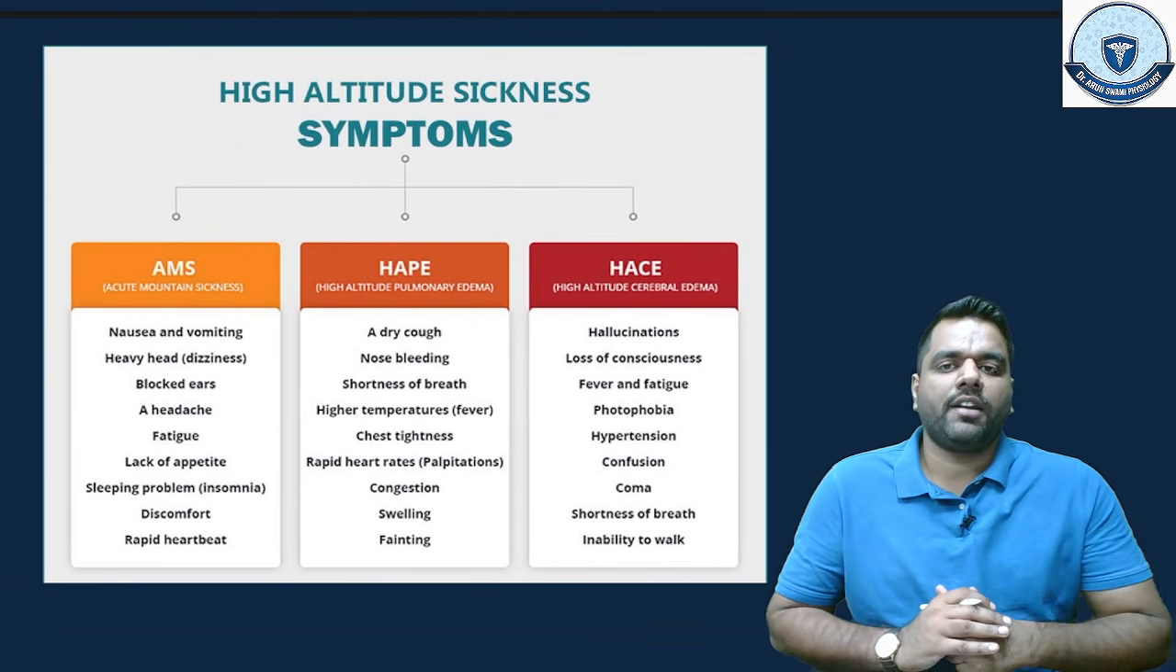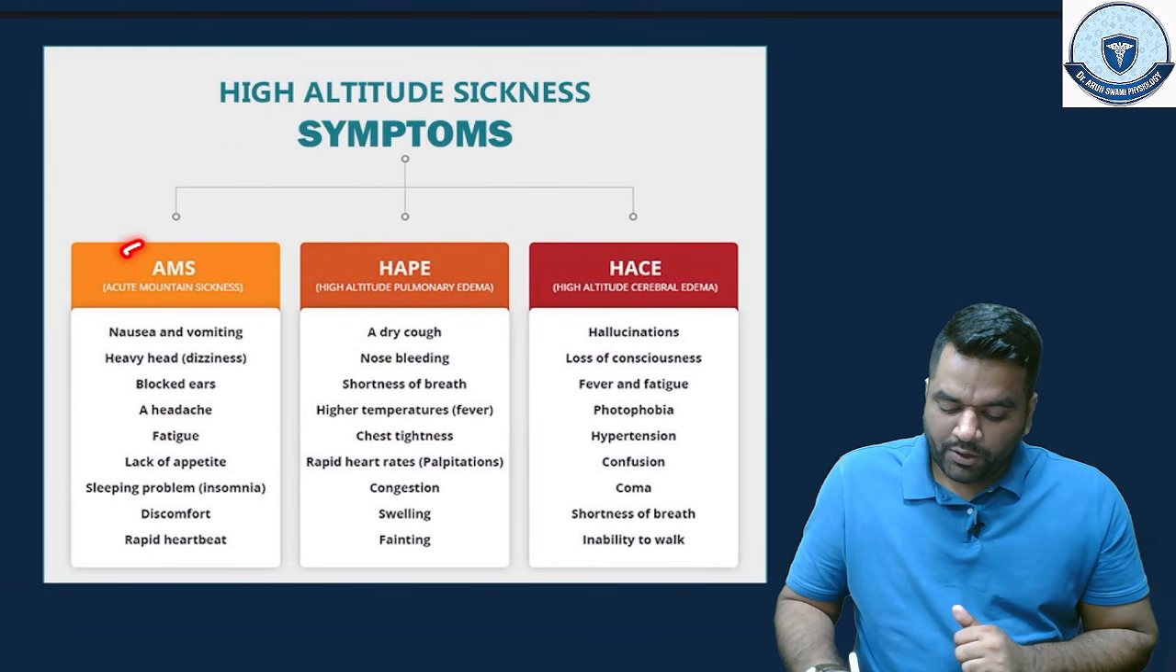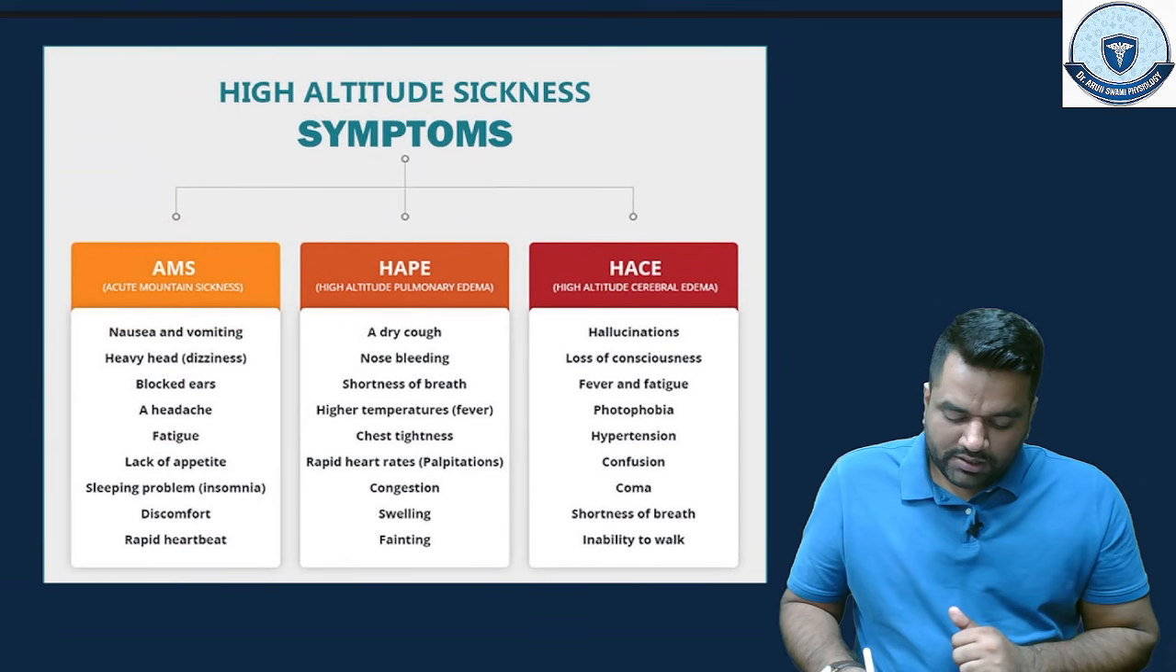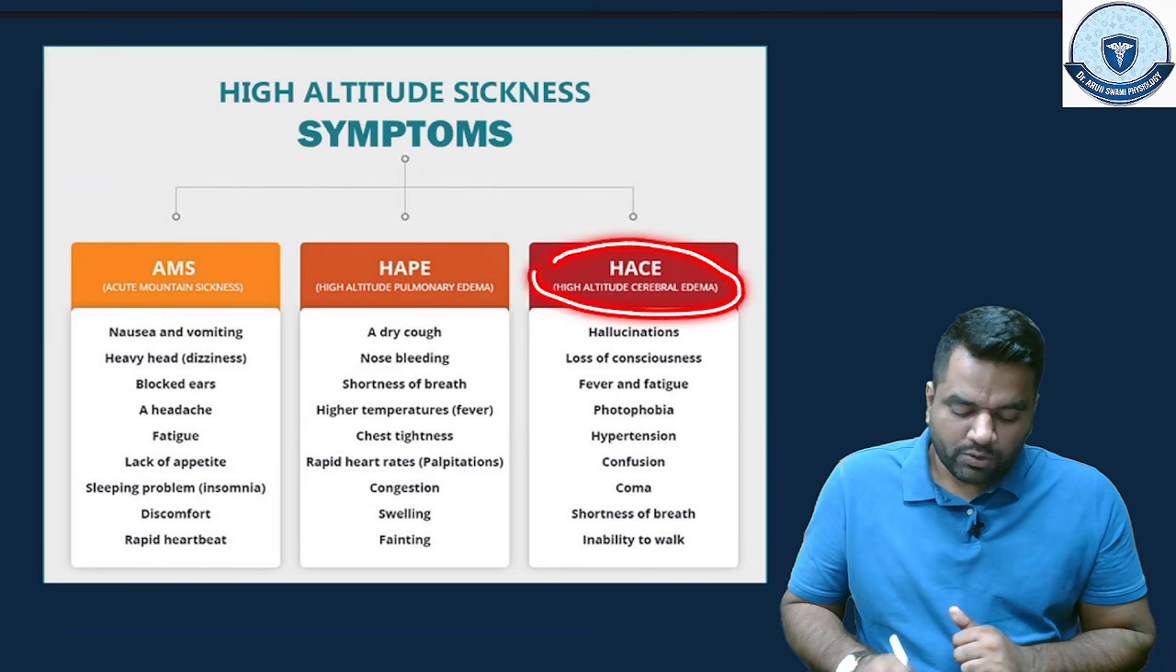So what are the different types of high altitude sickness? Number one, this is your acute mountain sickness. Number two is high altitude pulmonary edema. And number three is high altitude cerebral edema.